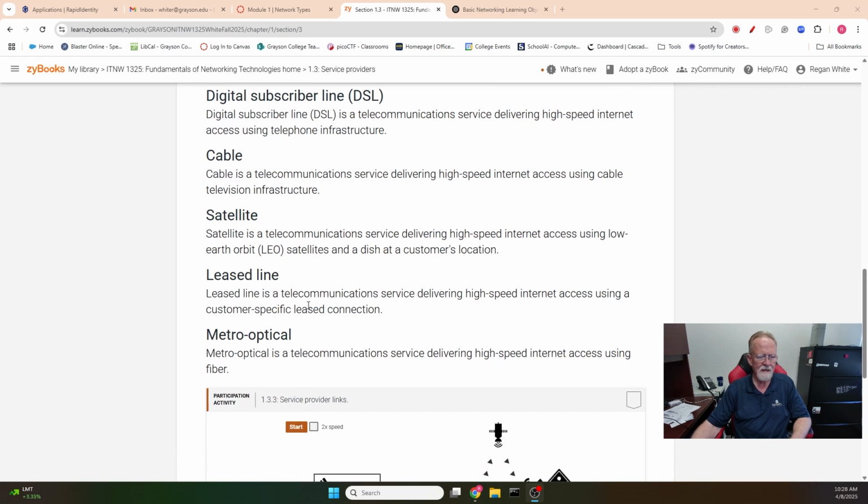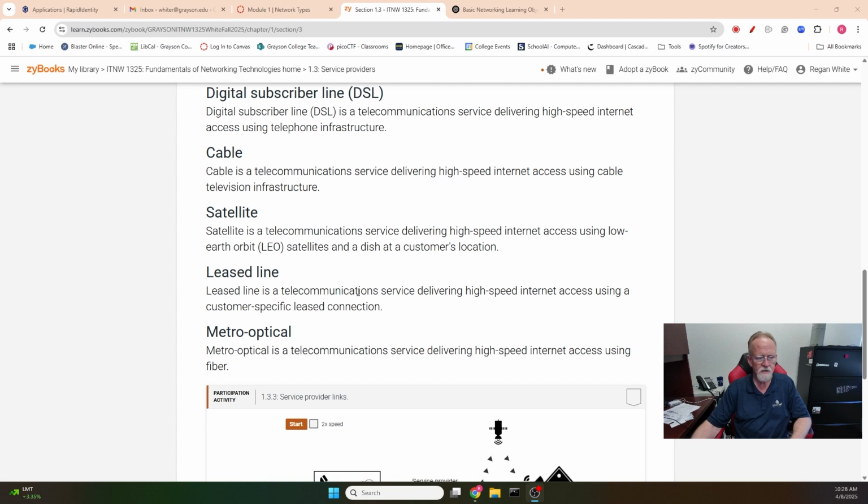A leased line is a telecommunication service providing high-speed designated access, customer-specific location. Basically, you're the only one on that line. You're the one that pays for it. It's usually very expensive. Back in the day, they provided T1 lines. And if you were an internet service provider, you could get a T1 line. If you were really rich, you could get a T1 line connected to your house. But you don't have to share bandwidth with anybody.